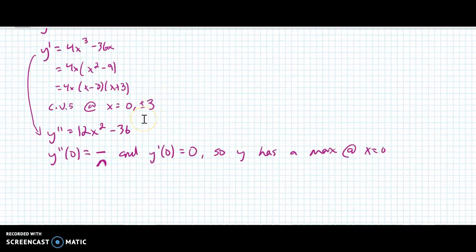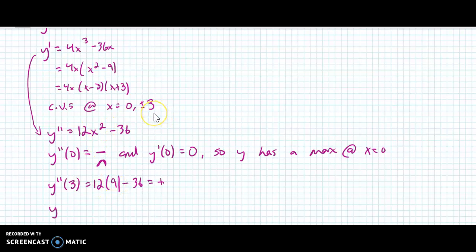So come down here, I'll find y double prime of 3. Well, that is, look, it's 12 times 9 minus 36. Well, I know 12 times 9 is definitely a lot bigger than 36. So I'm just going to write positive. And then what I'm going to notice is that, oh, well, if I plug in -3 here, I'm just going to square and get that same 9, right? So my next line is going to be y double prime of plus or minus 3. Well, I can see that that's positive.